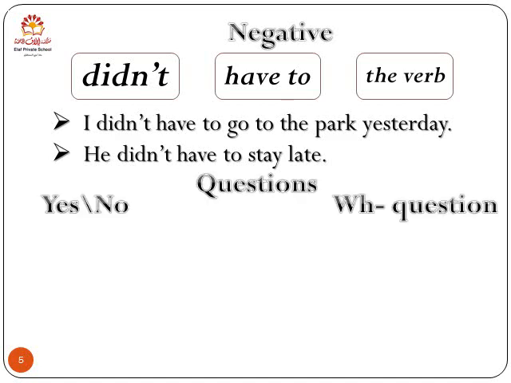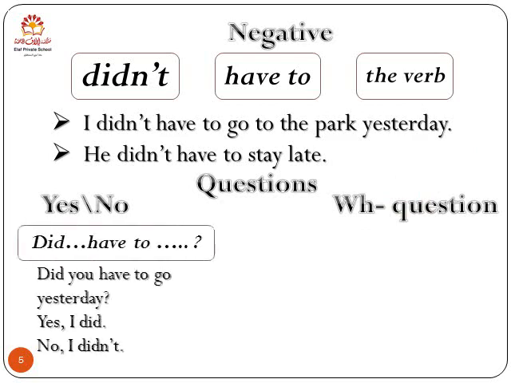Now, moving on to making questions, we have two types of questions. We have yes, no questions, and we have WH questions, correct? All right. With yes, no questions, I have an example here. Did you have to go yesterday? The answer could be yes, I did, or no, I didn't. With WH question, here you can use when, where, what, why, who, or how.